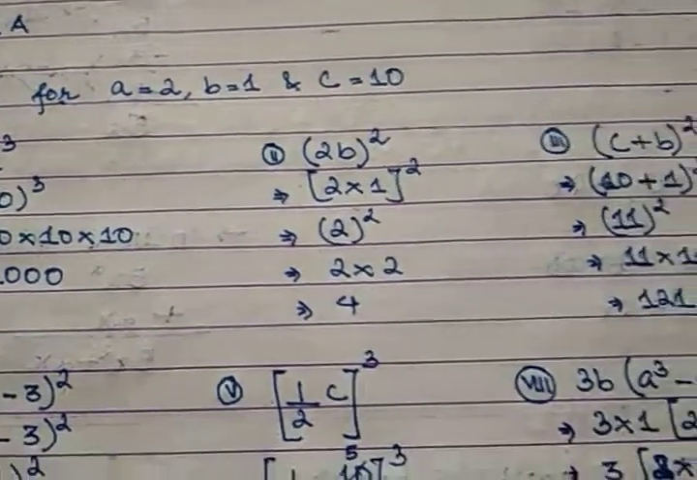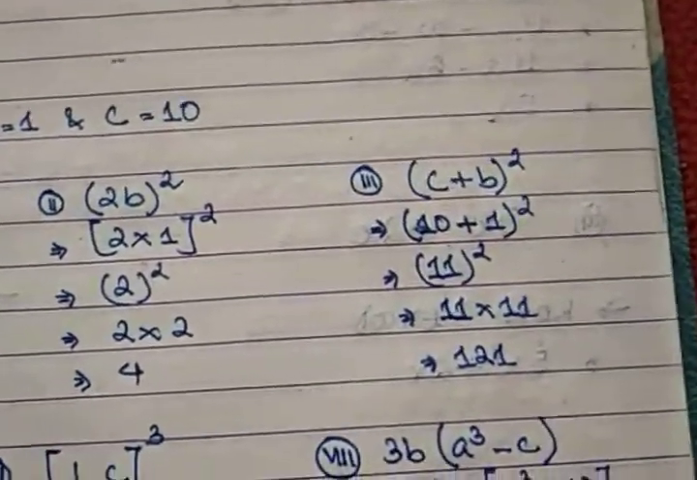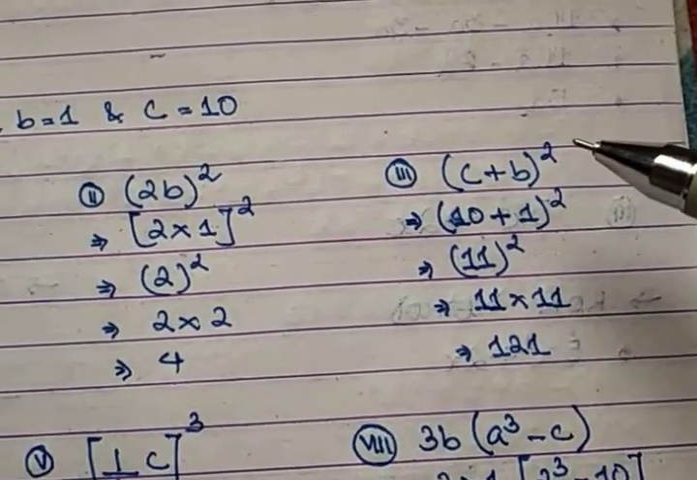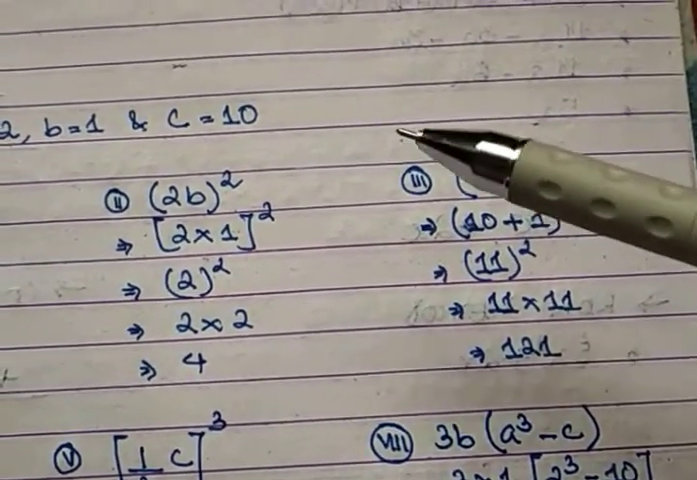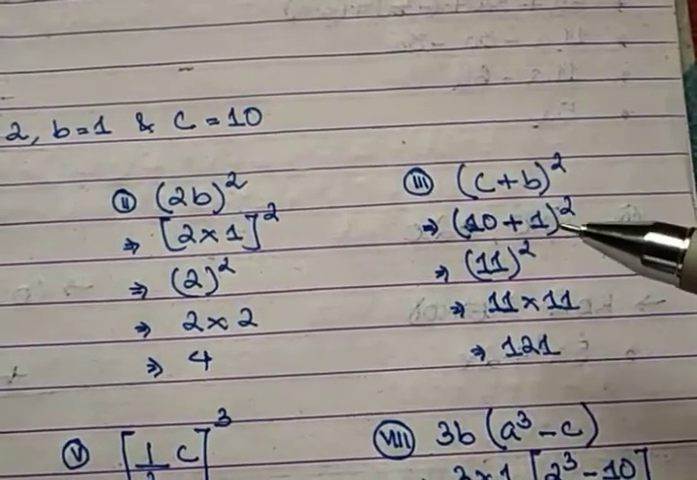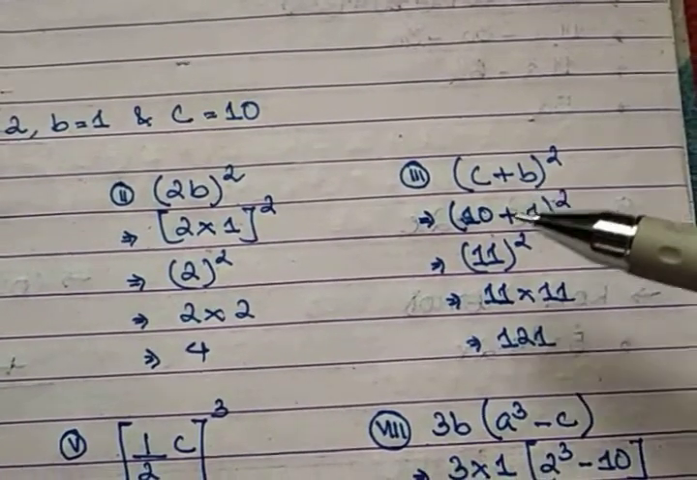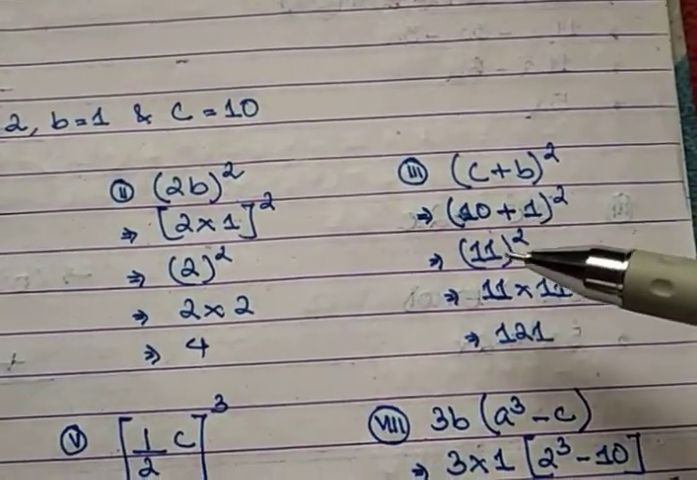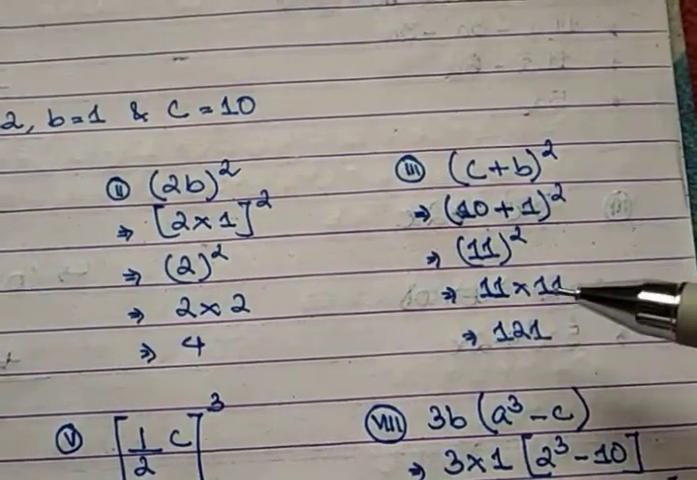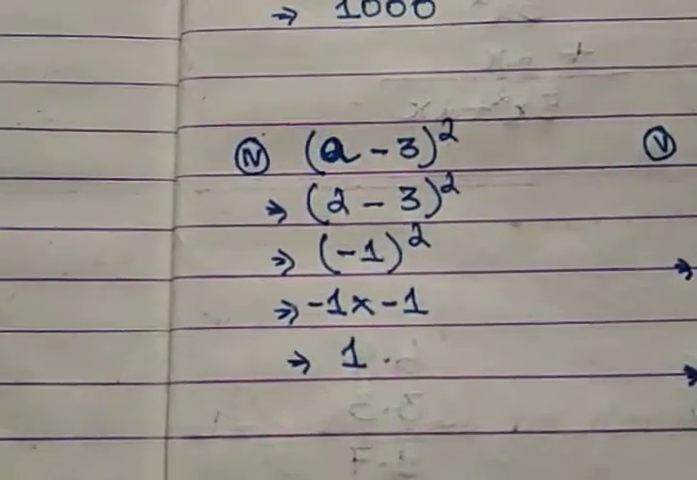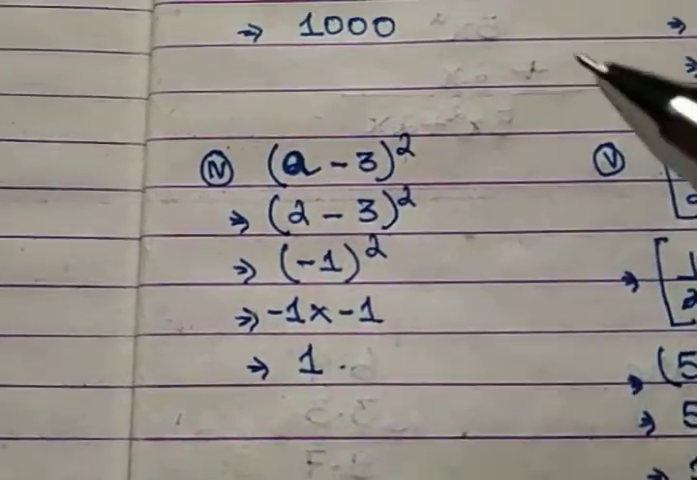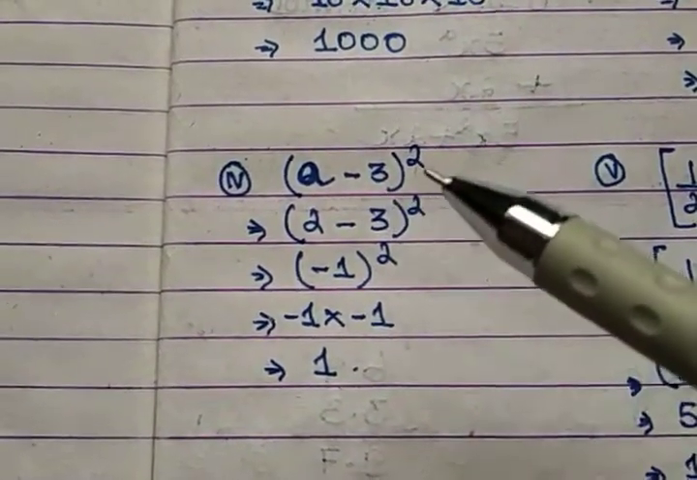The third one is (c plus b) whole squared. Again the value of c is given as 10, the value of b is given as 1, and the relation between them is plus, so within the bracket 10 plus 1 is 11. 11 squared means 11 into 11, that is 121. Is it okay?